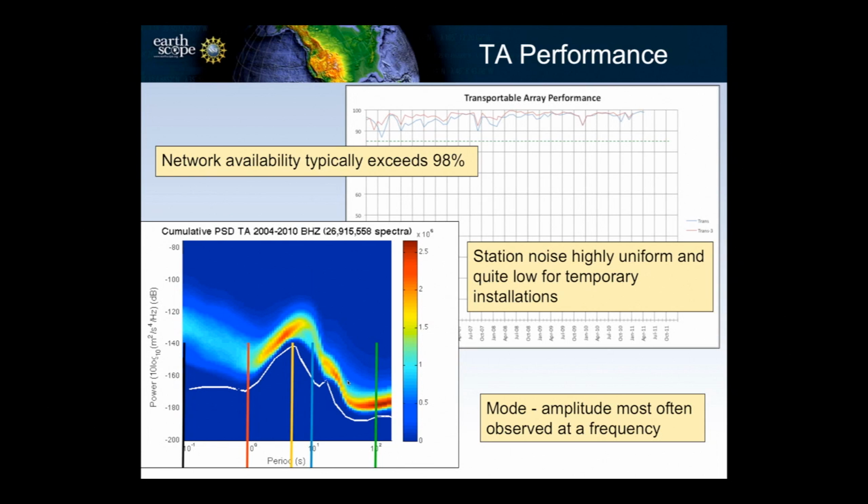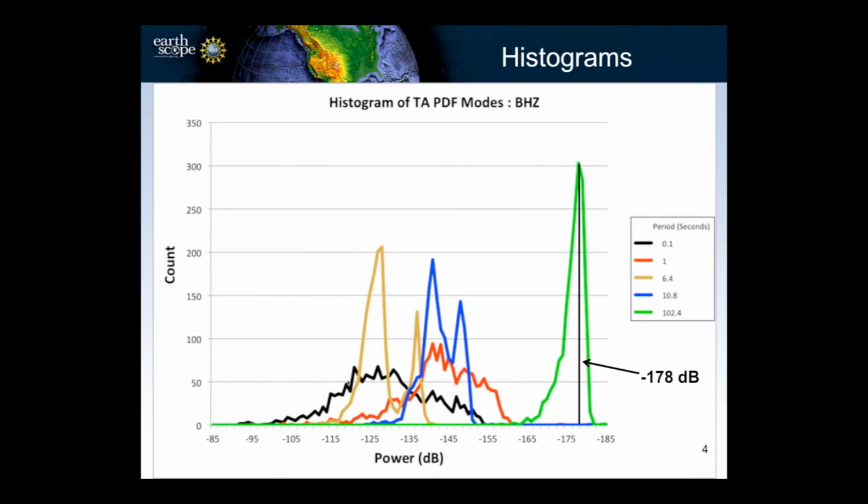So you're going to see one line that either goes up or down based on what period of time, and hopefully doesn't move around very much. So this is a histogram of those mode estimates. And what this is telling you is that for a vertical channel seismometer in the lower 48, the average signal power is about negative 178 dB for 100 seconds.